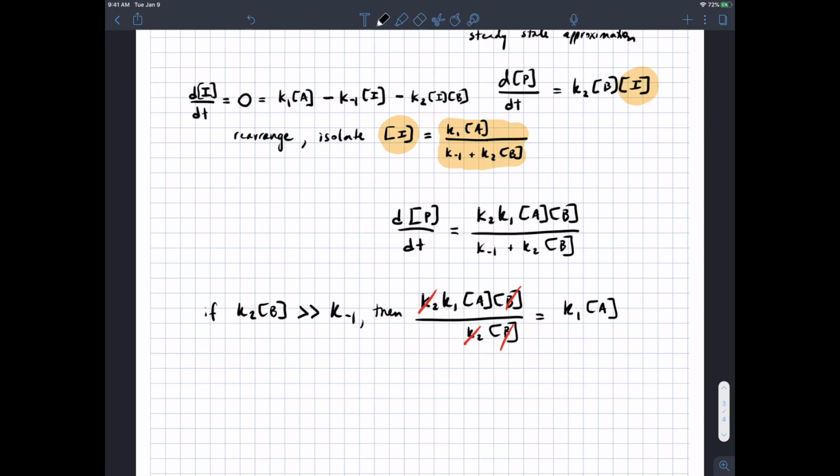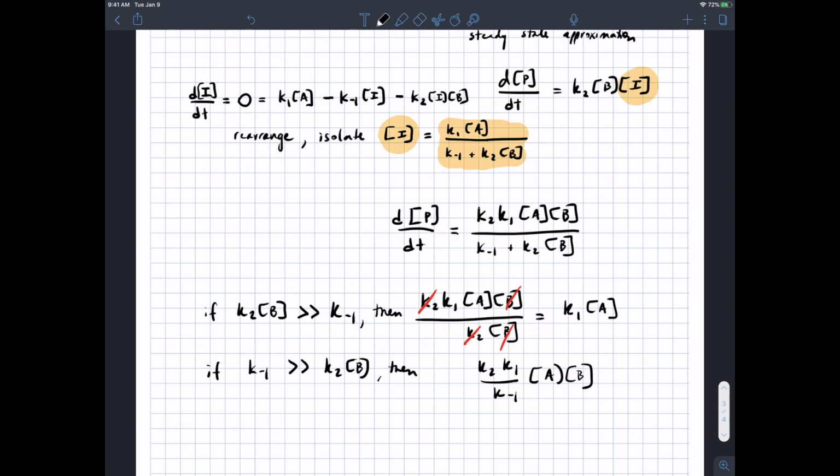In contrast, if somehow K minus 1 is much, much greater than K2 times B, then you're going to see the expression look more like this. K2, K1, divided by K minus 1 times A times B. And in that case, it might look like this reaction was just a regular second order elementary step reaction.